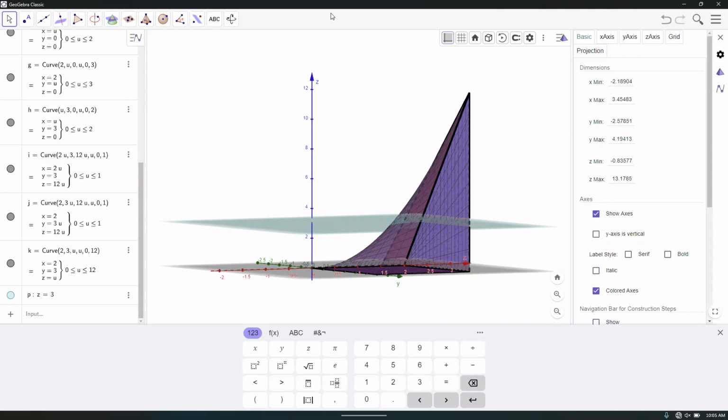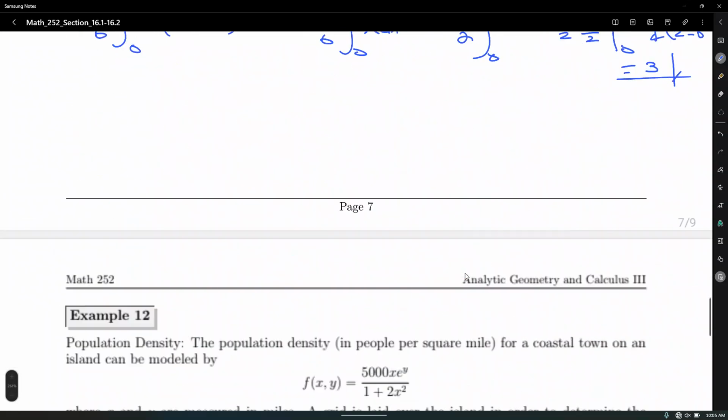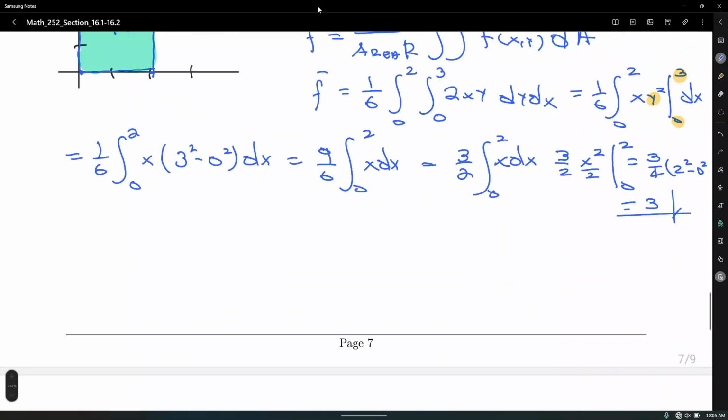All right. And what's next? So we got this exercise.